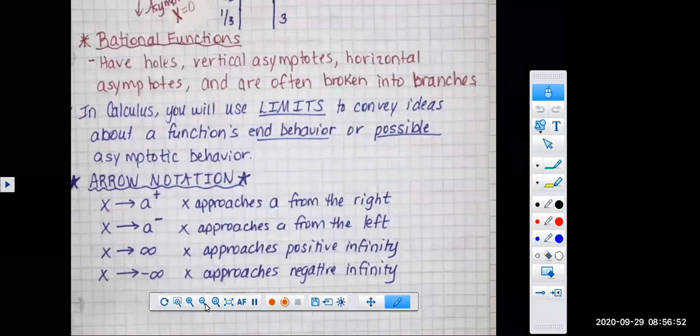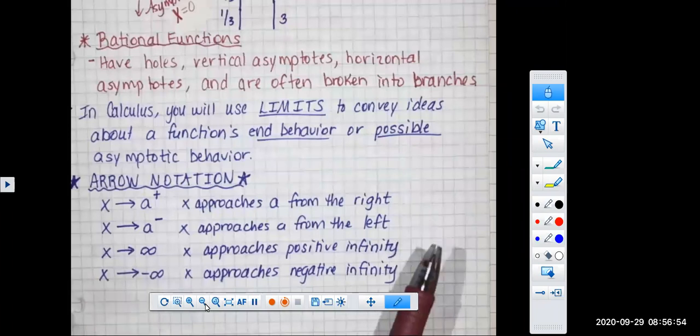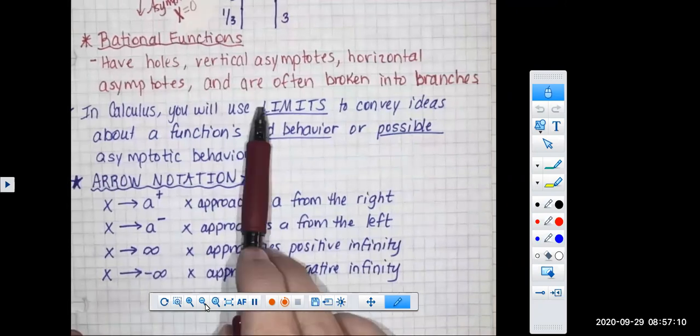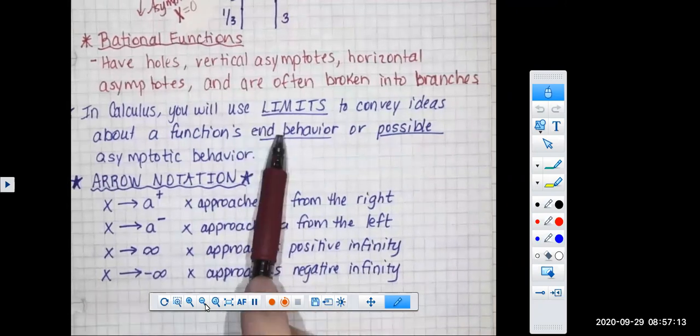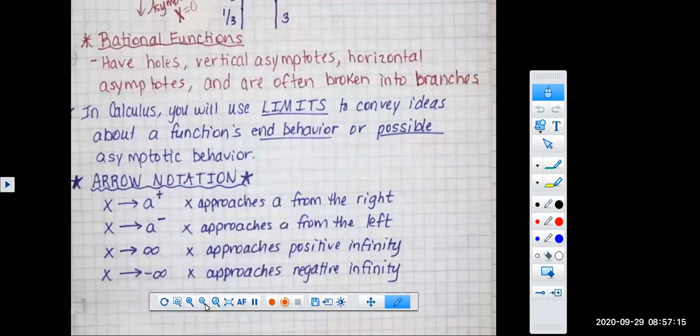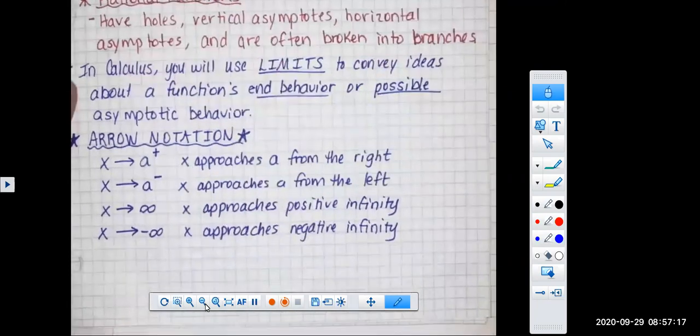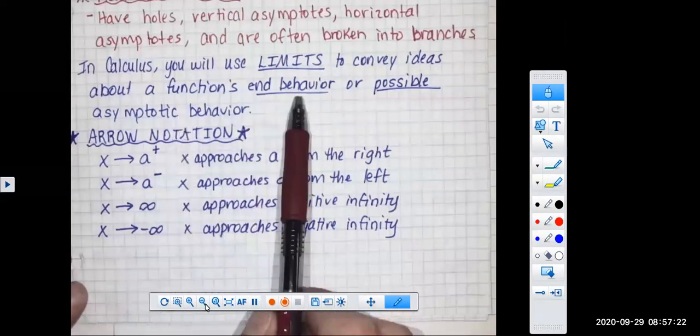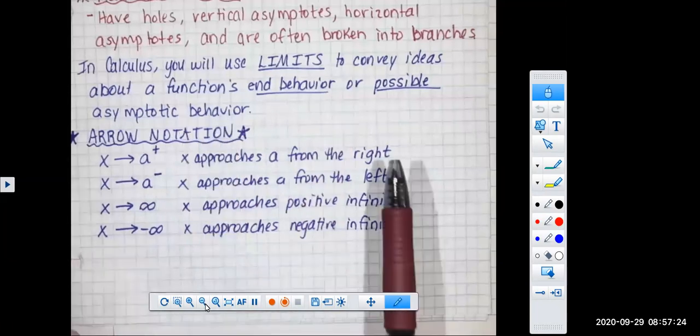The first part of what you study in calculus involves limits. And calculus is the study of the average rate of change. So you're going to be looking at a lot of graphs in calculus and a lot of calculating area under a curve, things of that nature. So that's why they start off with limits, to use that in further study later on. You have limits to convey ideas about a function's end behavior or possible asymptotic behavior.